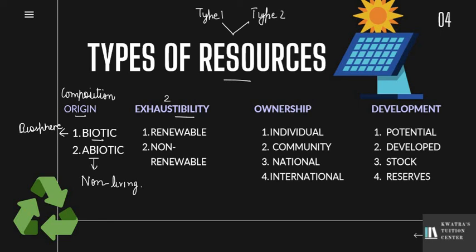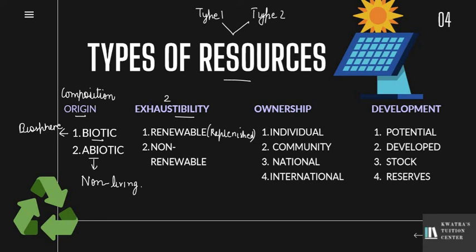So I will tell you whether my resource will get exhausted over a period of time, or it will not get exhausted. Okay. For example, renewable resources. These resources can be replenished, or they can be reproduced after a period of time. You give them some time, they will reproduce on their own, or they are found in abundance.